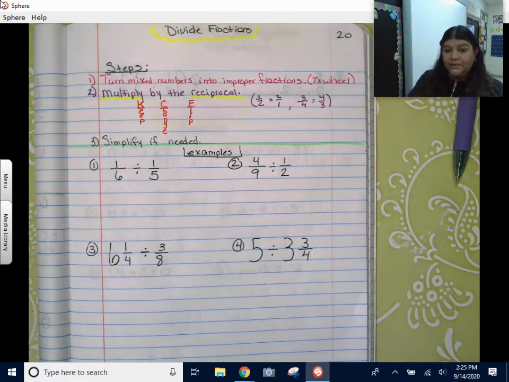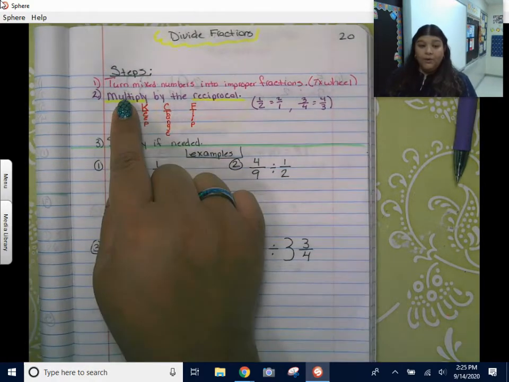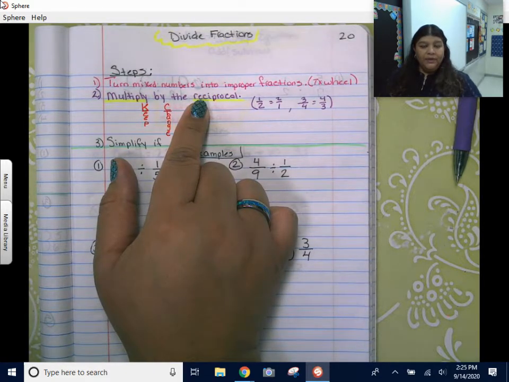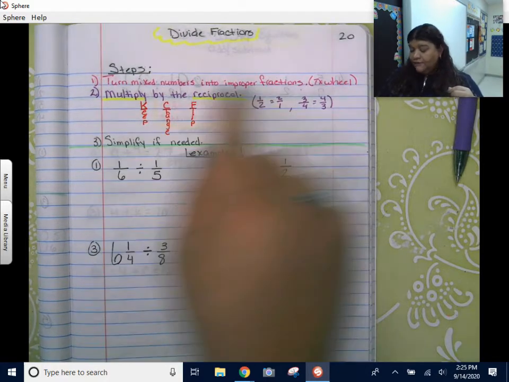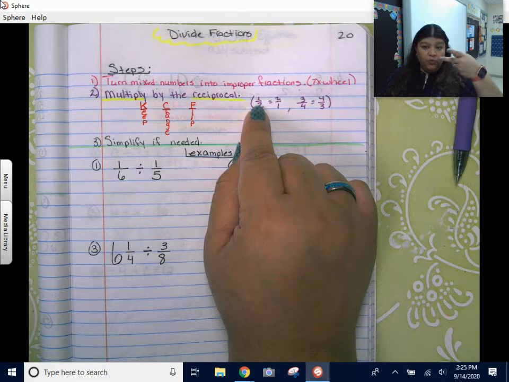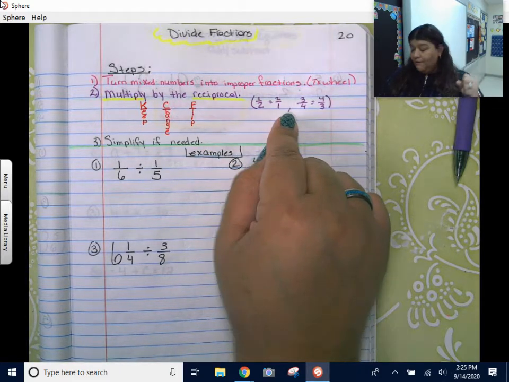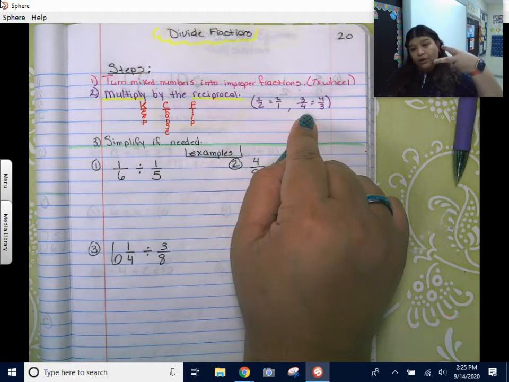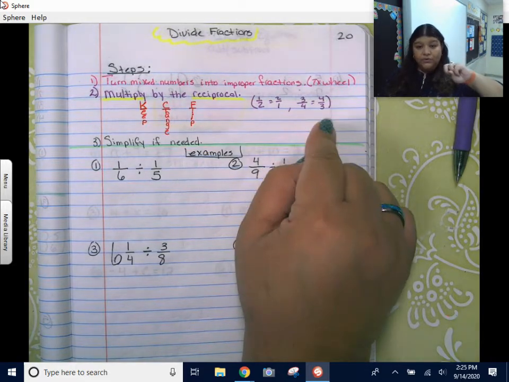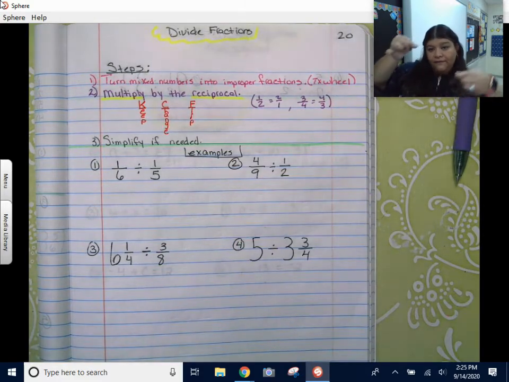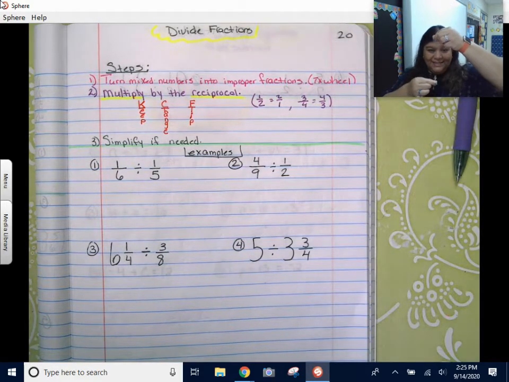Once you have changed your mixed numbers into improper fractions, we are now going to multiply by the reciprocal. And what is the reciprocal? It's actually the fraction flipped, okay? So if I ask you for the reciprocal of 1 over 2, flip it, it's 2 over 1. If I ask you for the reciprocal of 3 over 4, flip it, it's 4 over 3, okay? So the reciprocal is taking the fraction and flipping it around, just like that.